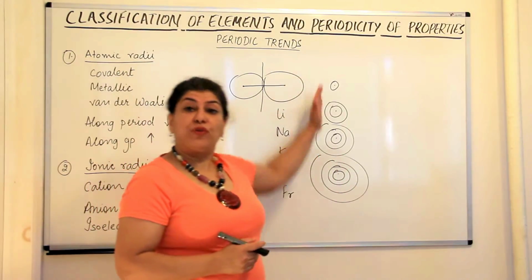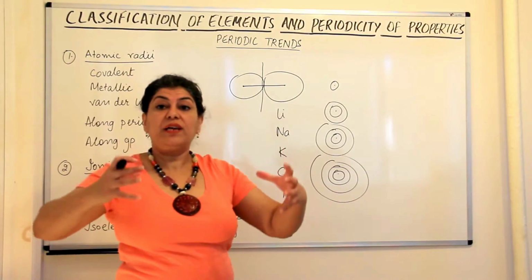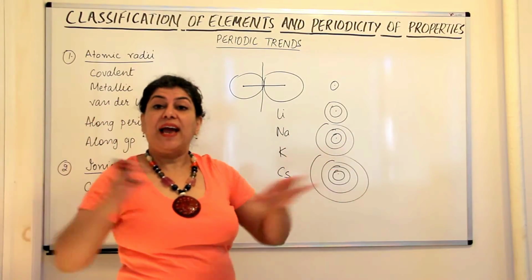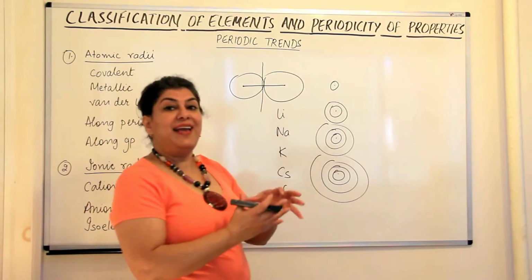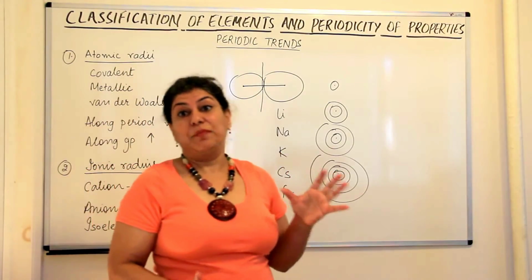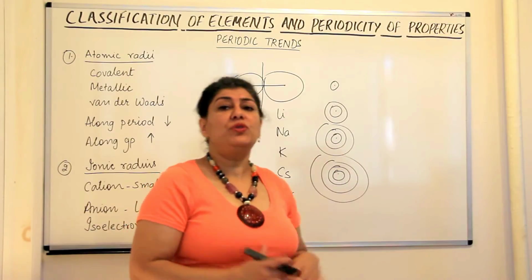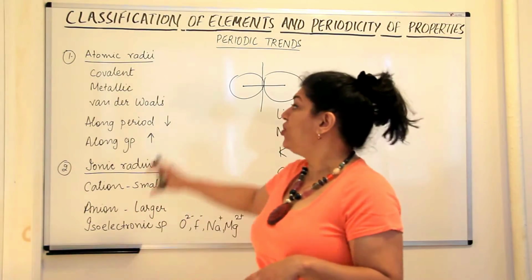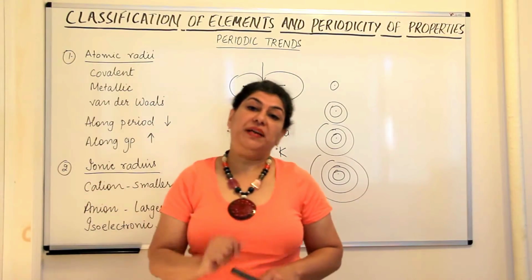But in the case of groups, as you go from top to bottom, it is one entire shell that is increasing, and the shell before it is filled. Therefore, the increase in size as we move from top to bottom is major. It's a large increase in size. So these were the periodic trends in the case of atomic radii. We now come to the ionic radius.